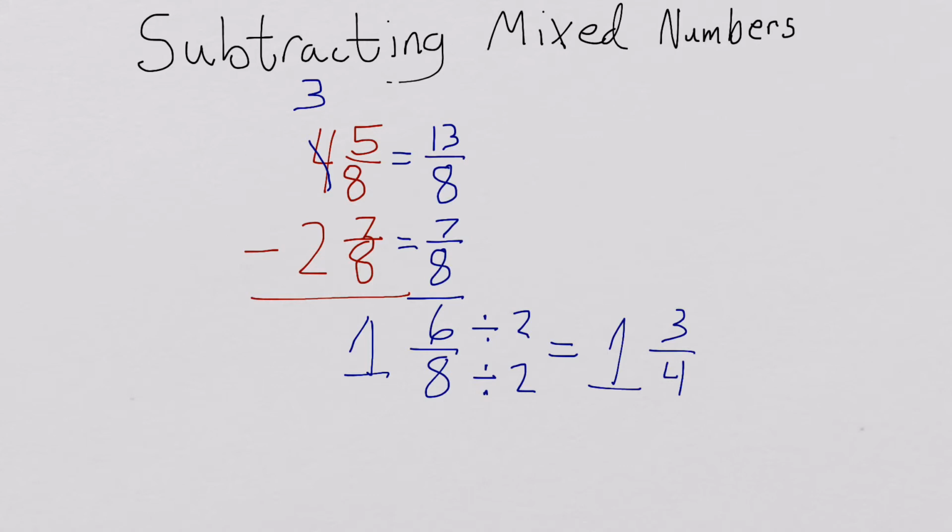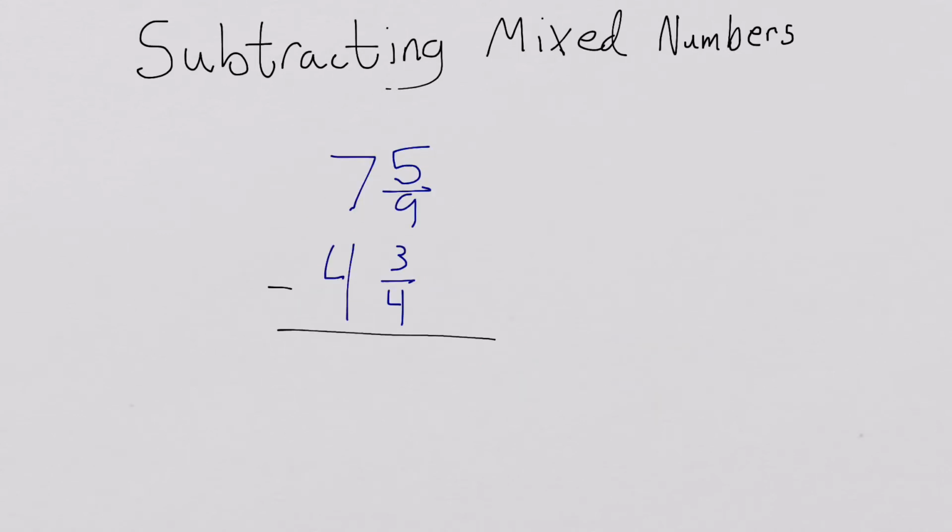Let's try one that doesn't have a common denominator to start off with, and see how a problem like that would work. So for our final example here, we're going to subtract 4 3/4 from 7 5/9. Hopefully you notice right away we do not have a common denominator, so we need to start off by getting one of those first. And since I know my multiples of 4 and 9, I know the smallest common multiple that they share is 36.